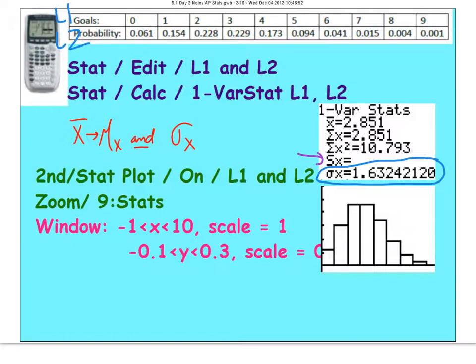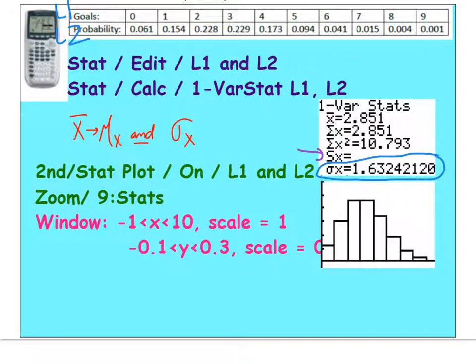Now, let's review also, what if you wanted to plot this so it looked like a histogram, or you wanted to see the probability distribution? Well, recall, we've done histograms before, where we go into second stat plot, and we actually choose the histogram selection.